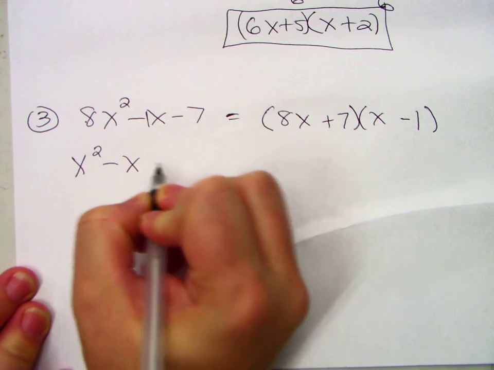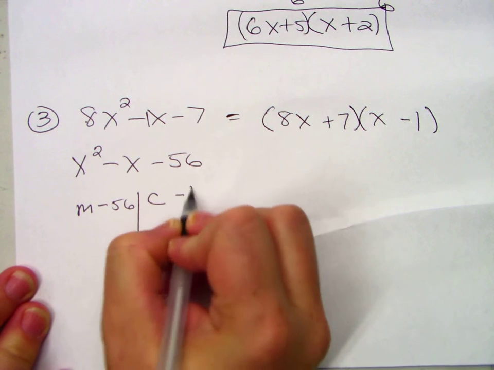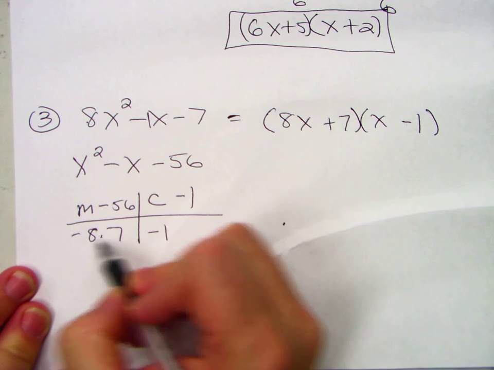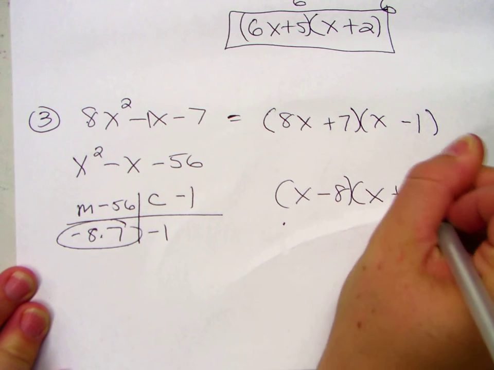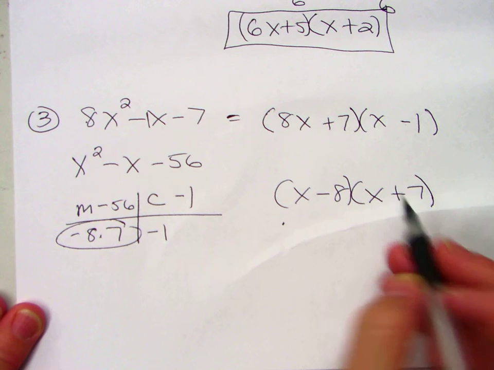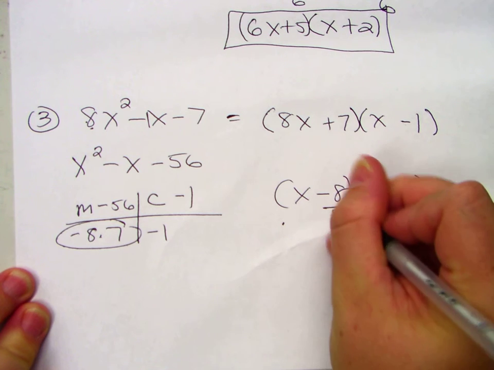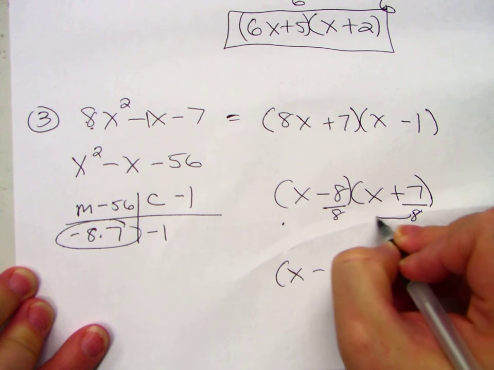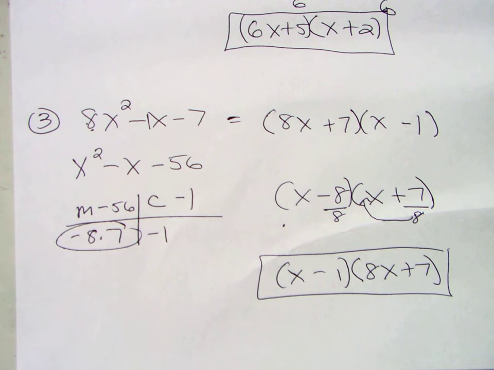x squared minus x minus 56. What multiplies to negative 56 and combines to negative 1? 8 times 7, the 8 is negative. So when I factor this, I get x minus 8, x plus 7. Remember, we have to divide both our answers by that coefficient, by our a. Divide both of them by 8. Can you divide 8 divided by 8? Yeah, that's x minus 1. And then this one doesn't divide, so the 8 slides up to the front. 8x plus 7. See, this one's pretty quick. I like that. Okay, so that's our factoring review.